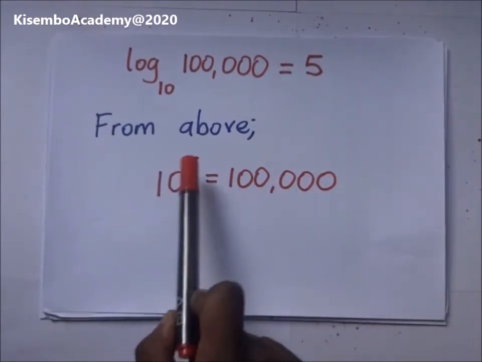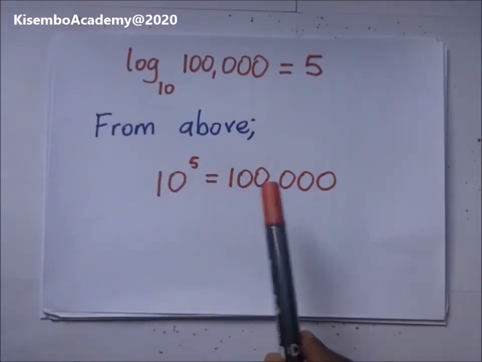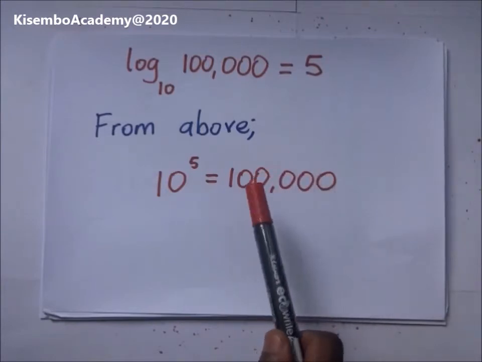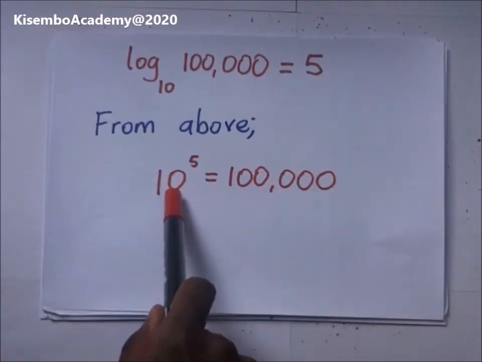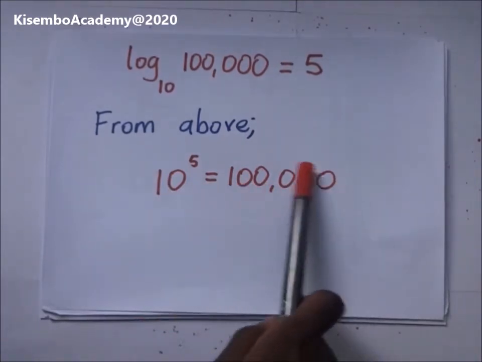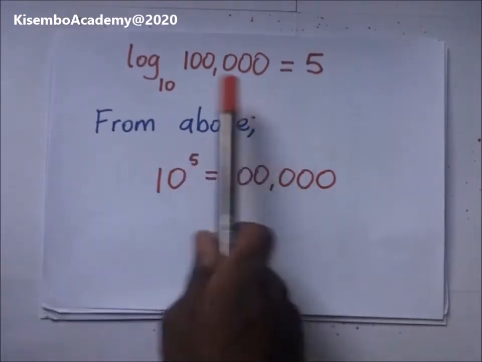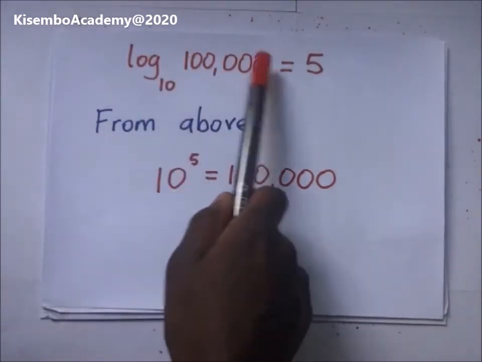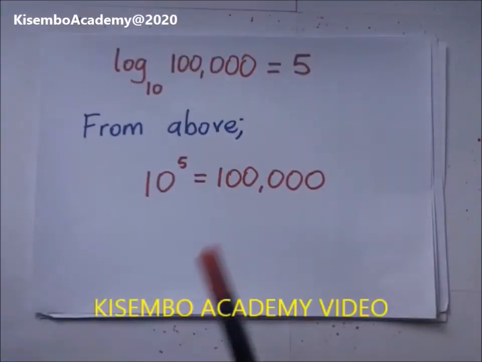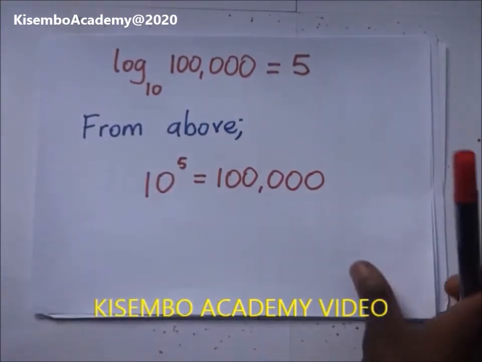So that power to which 10 must be raised in order to give this 100,000 is what we are calling the logarithm to base 10 of that number. So meaning that the logarithm of 100,000 to base 10 is 5. That's why here the logarithm of 100,000 to base 10 is going to be 5. Now take note that this has been to base 10. So let's look at other illustrations.